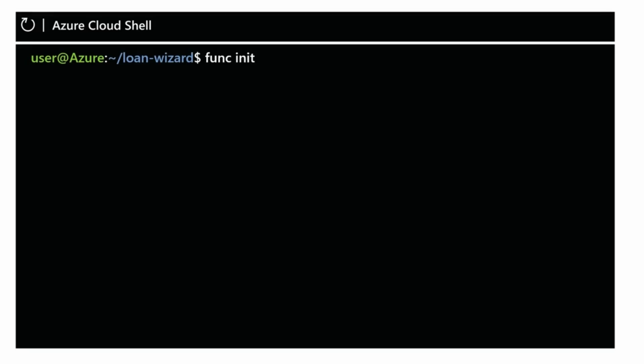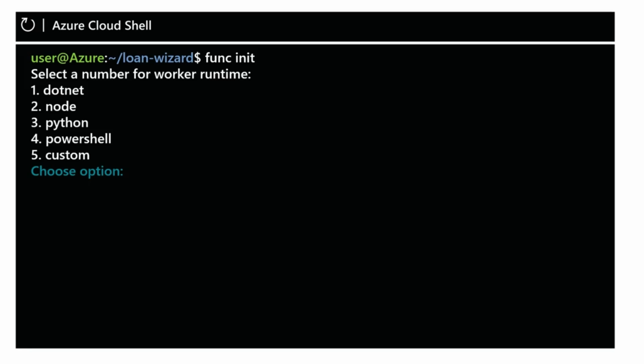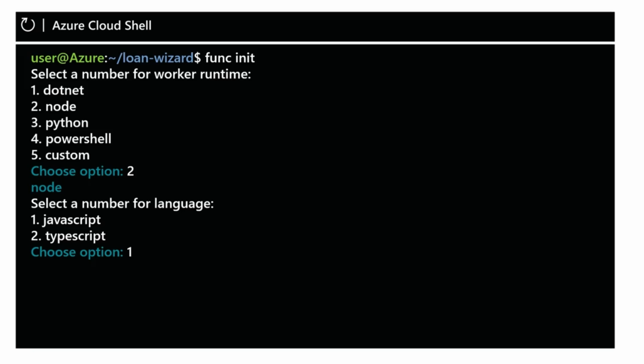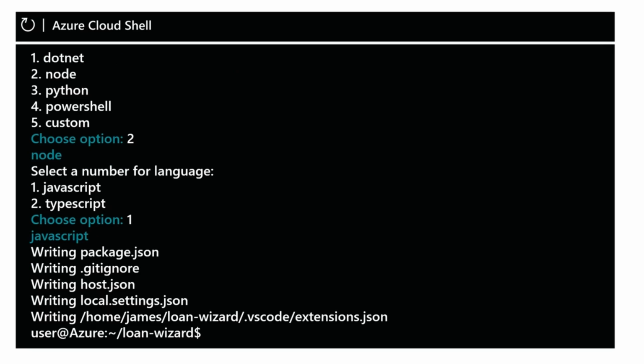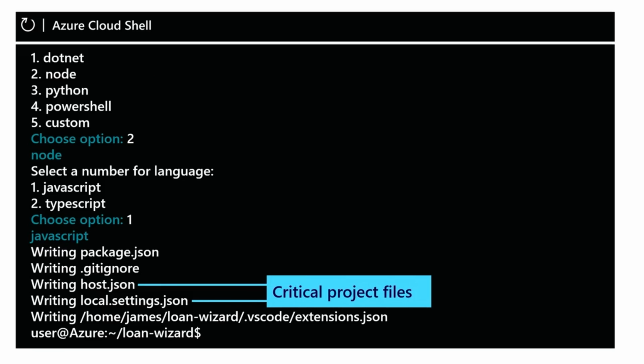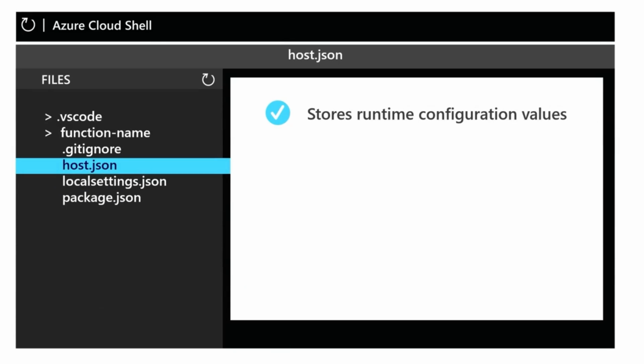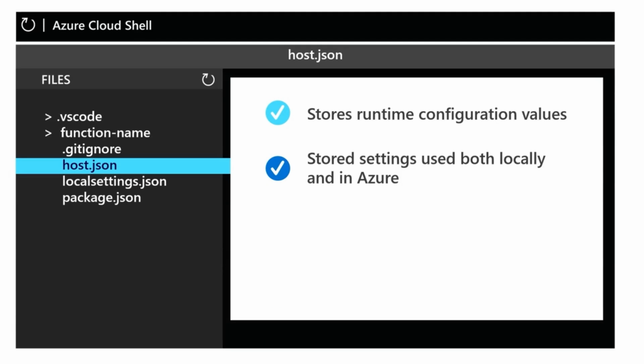To create a new functions project, run func init on the command line. Func init will ask you which language runtime you'd like to use for the app and tailor the project folder's contents appropriately. When you create a new functions project, the files included in the project folder depend on the language runtime you select. Regardless of the runtime you choose, the two most critical project files are always present. These are host.json and local.settings.json. Host.json stores runtime configuration values, such as logging options, for the function app. The settings stored in this file are used both when running functions locally and in Azure.